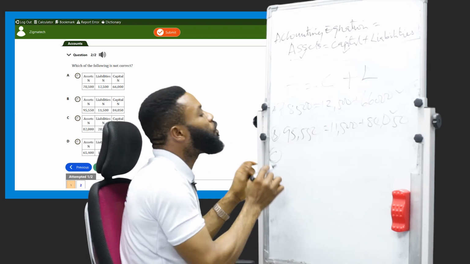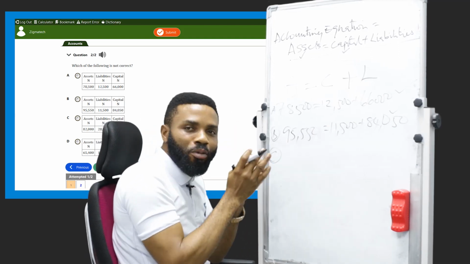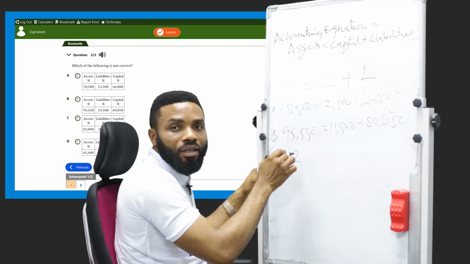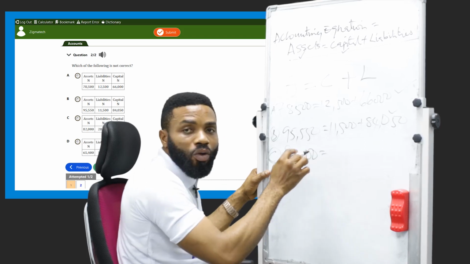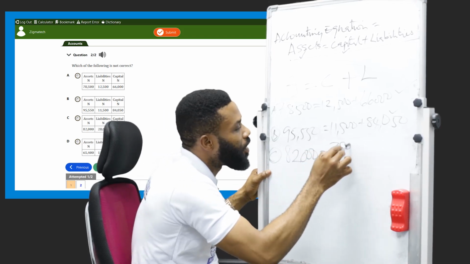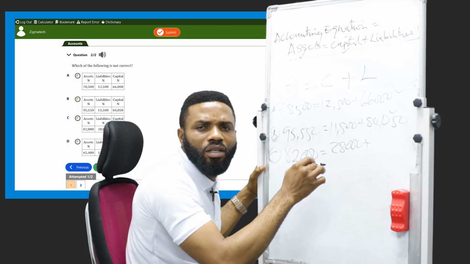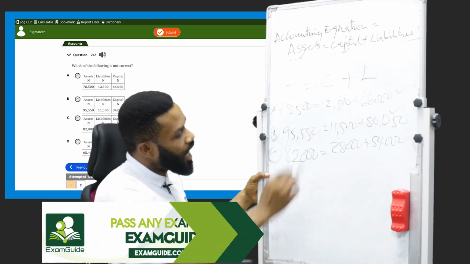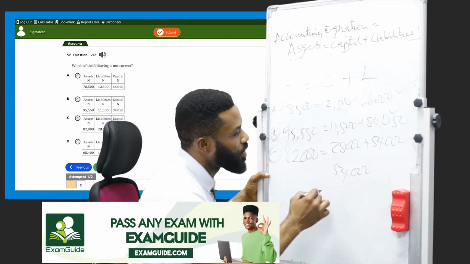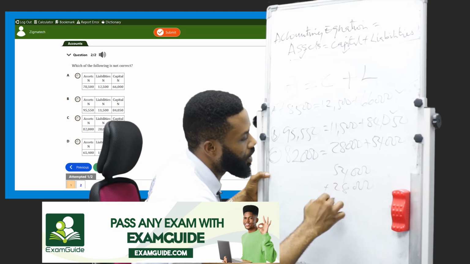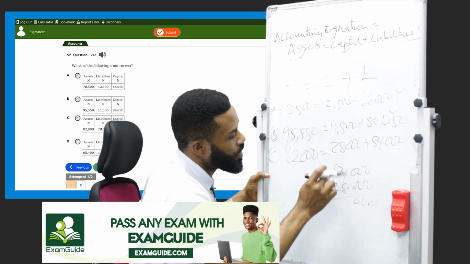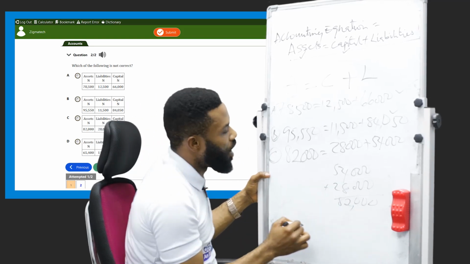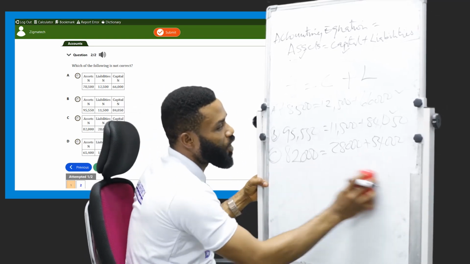Let's go to C. We want to find out the option that is not correct. C says 82,123 is equal to 28,123 plus 54,000. Let's add 54,000 plus 28,000. This is 12, you carry 1, 7, 8. You have 82,000. This one is correct.